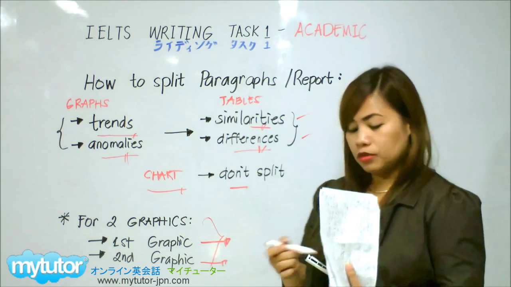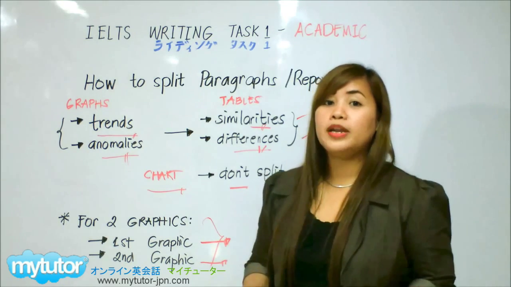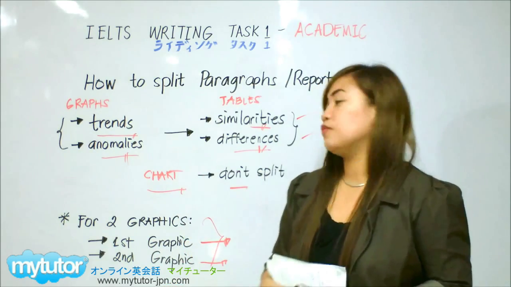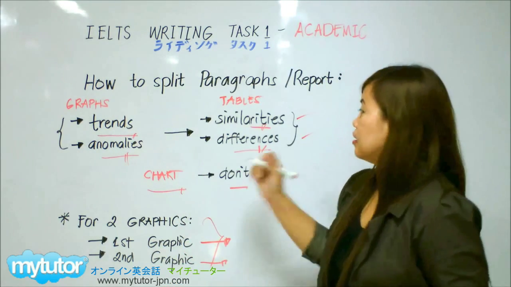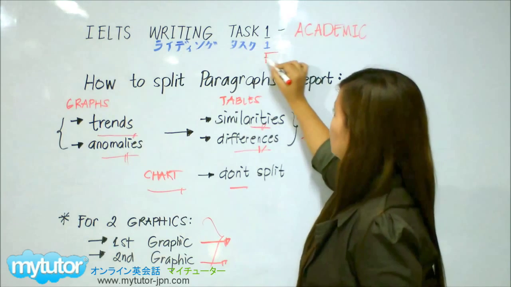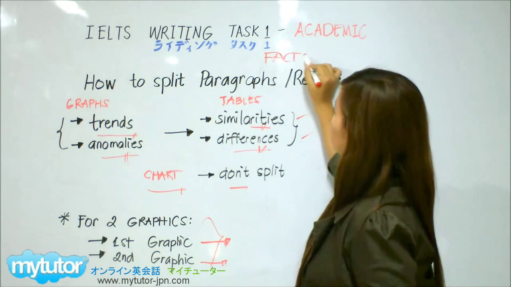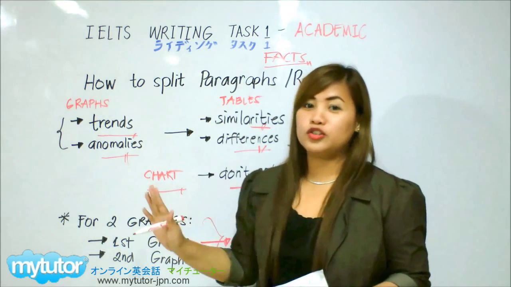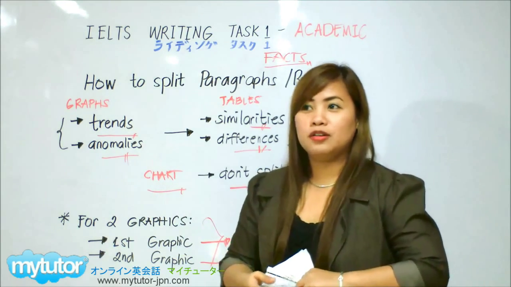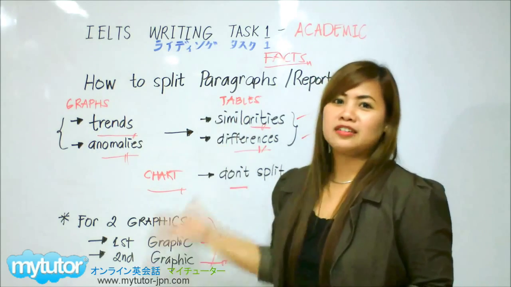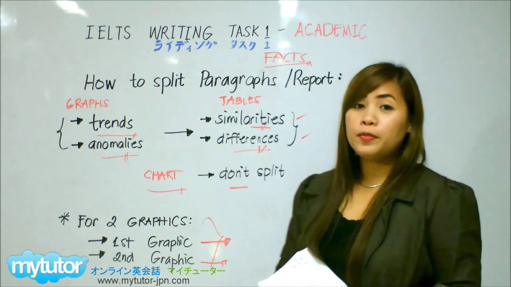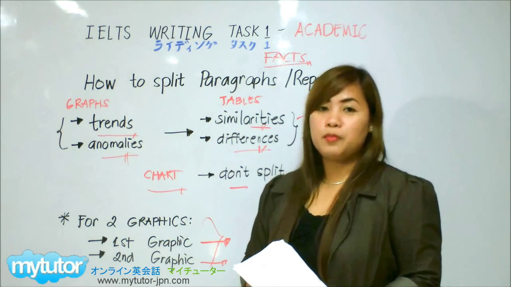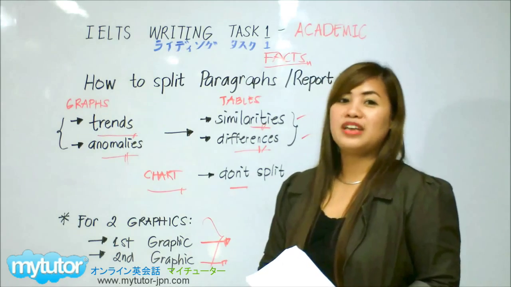So what else? Okay. Remember, you only have to write facts. Whatever you see visually, you have to describe it. Okay? We should talk about facts only. No opinions, no conclusions, no explanations, just facts. Okay? So I hope that this will help you do better, do well, and get a good mark in the writing module, Task 1 of the IELTS.